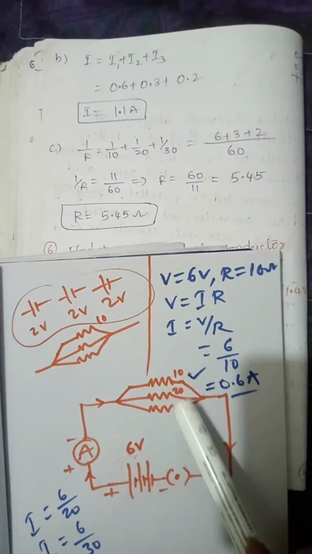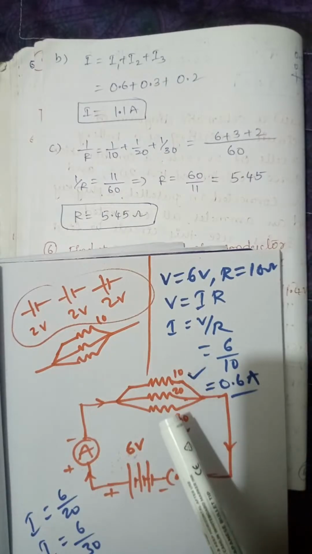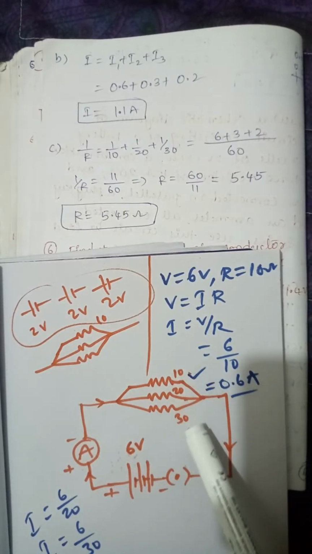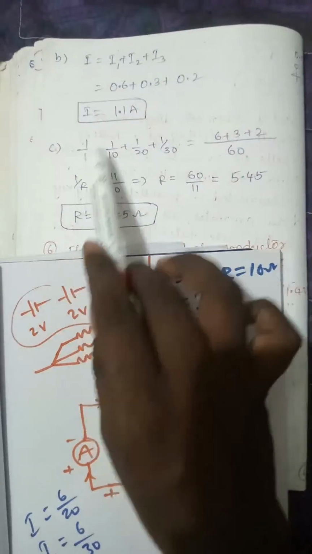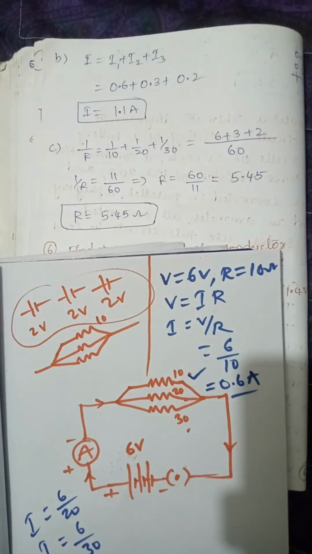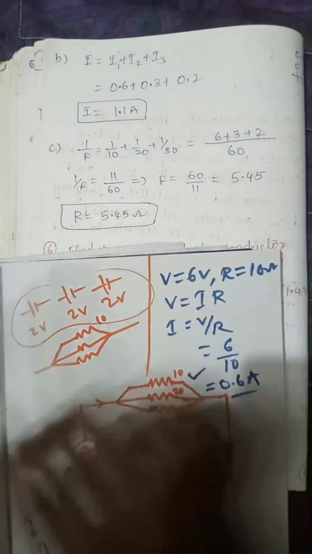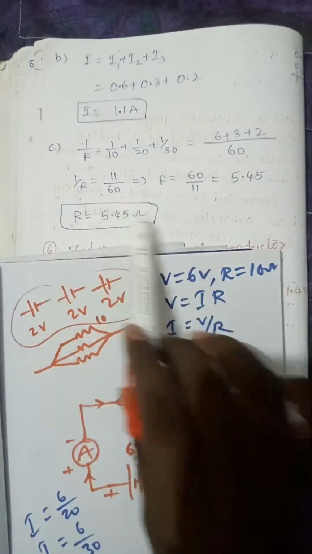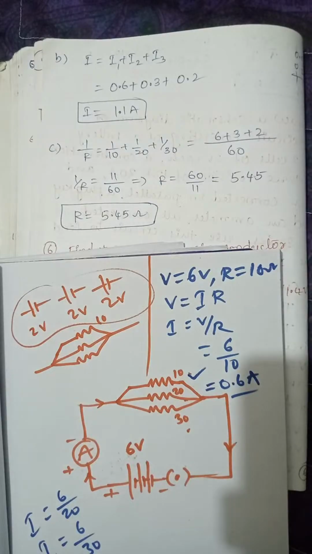Here all are connected in parallel combination. So 10, 20, 30. That's why 1 by R equals 1 by 10 plus 1 by 20 plus 1 by 30. So we'll get the total resistance as 5.4 pi ohm. Clear? It's a very big, very lengthy question, but it's very easy only. It's not that much difficulty.